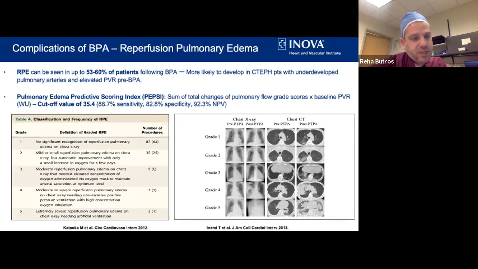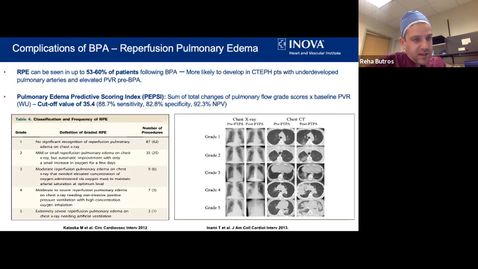So the theory is you're opening up these vessels, and all of a sudden you have tons of blood flow to the lungs, and you have this reactive pulmonary edema, similar to what we see when we do recanalizations in the legs. But my sense is that more of these were related to a hemorrhage from wire or balloon injury, as opposed to reperfusion edema.